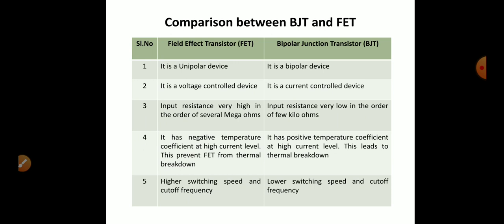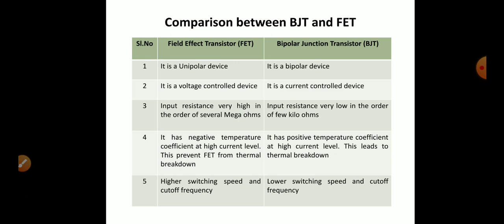And third comparison is the input resistance of an FET is very high because we are giving the reverse bias to the input terminal. That's why the input resistance is very high. It is in the order of several mega ohm range. It is one of the advantages of FET in many applications. But in BJT, input resistance is very low compared to FET, in the order of few kilo ohm.